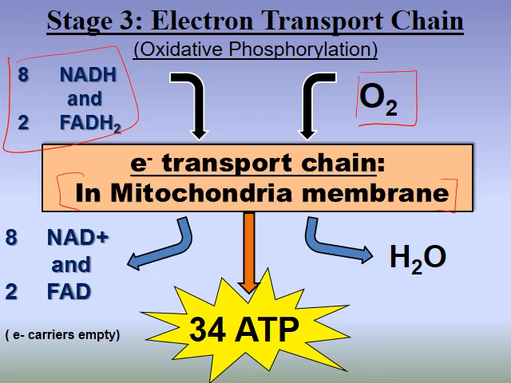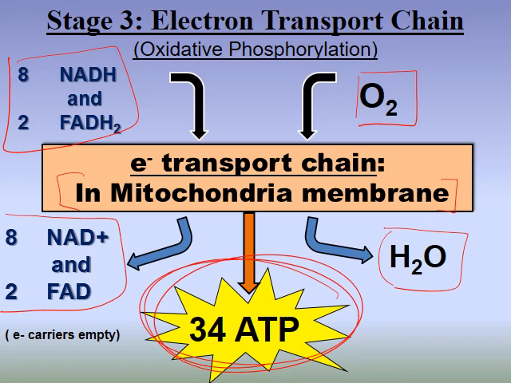And when it comes out, what you're going to see is the electrons are all gone. They've been taken off their carriers. So these carriers are now empty. They can be recycled back to glycolysis and the citric acid cycle. We're also going to get out some water here. So some of the oxygen has actually been changed into water. And we're going to get out a whopping 34 ATP. So this is where the vast majority of ATP comes from in cell respiration.